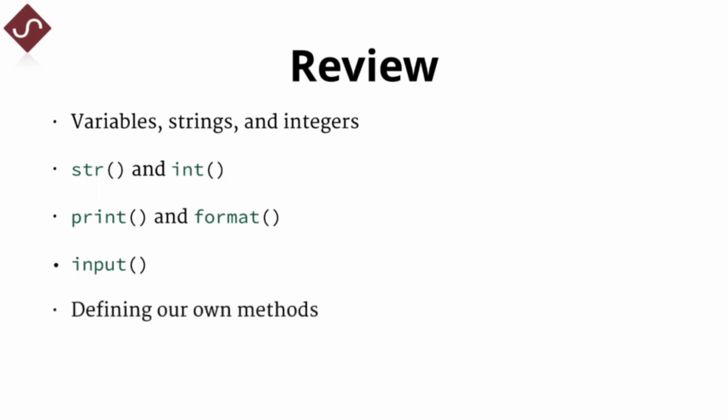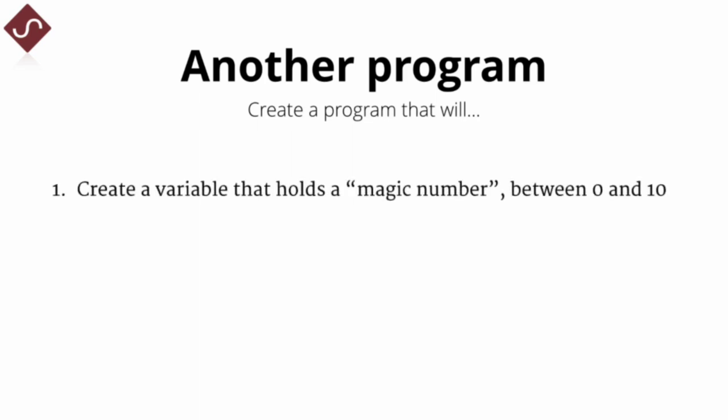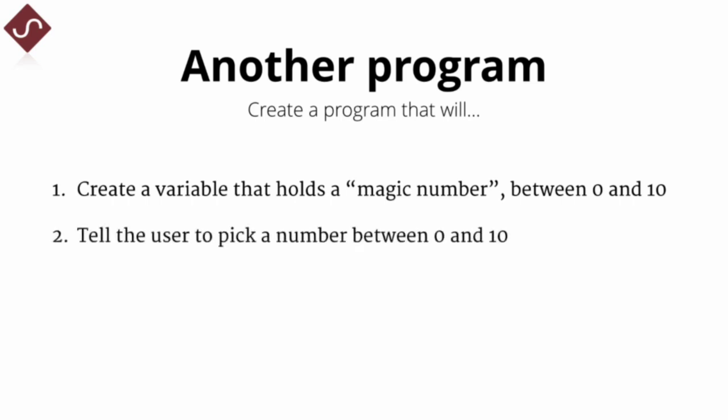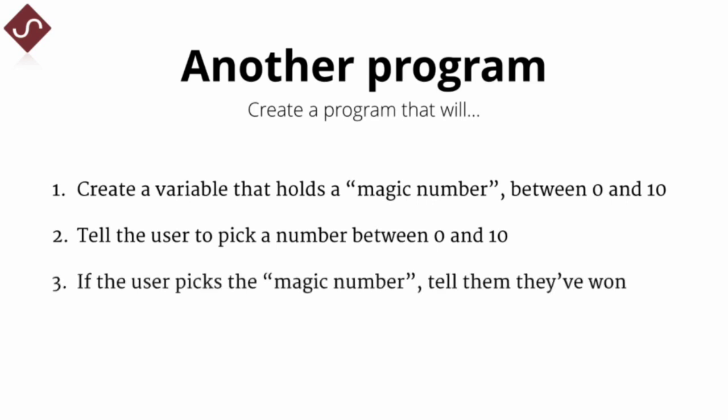And we've also looked at defining our own methods. Finally, we looked at the if, elif and else keywords that let us split the flow of the program depending on one or more conditions. So here's your challenge, your assignment. Create another program that will create a variable that holds a magic number between 0 and 10, or indeed any range that you want. Then tell the user to pick a number between 0 and 10, and if the user picks the right number, tell them they've won, and if not, tell them to run the program again.